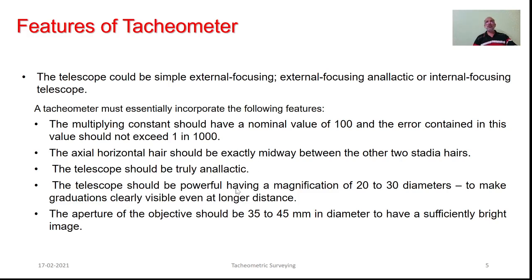Additionally, the telescope should be powerful, having a magnification of 20 to 30 times diameter to make the graduations very clearly visible for longer sights. The objective should be 35 to 45 millimeters in diameter to have a sufficiently bright image.